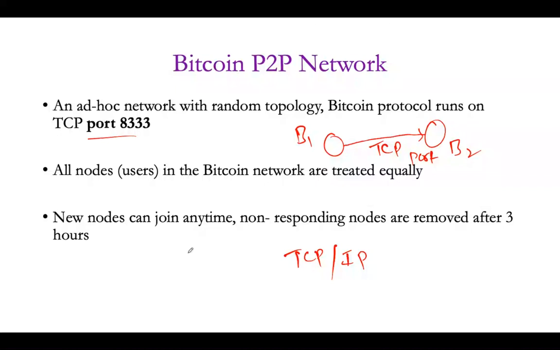I'll just recall it to your mind. The first one is the application layer, right? The application layer is followed by the transport layer, which is followed by the internet layer, which is followed by the data link layer.